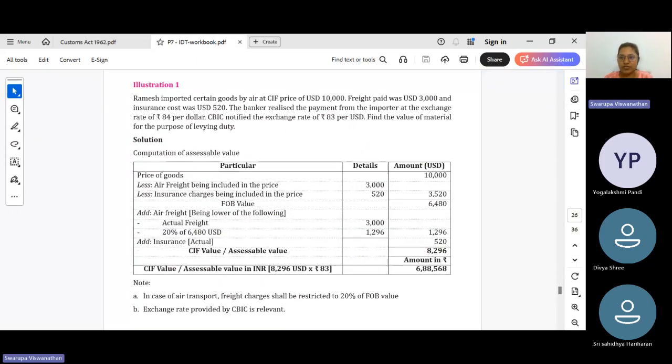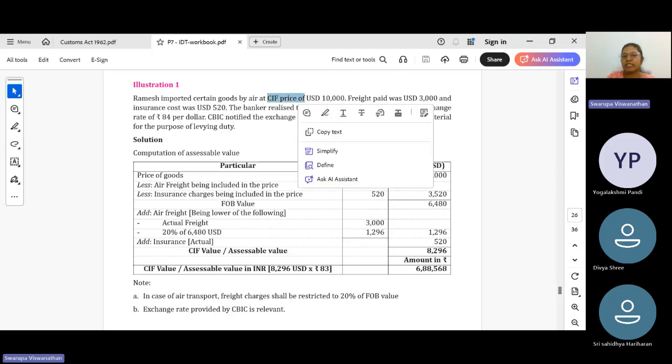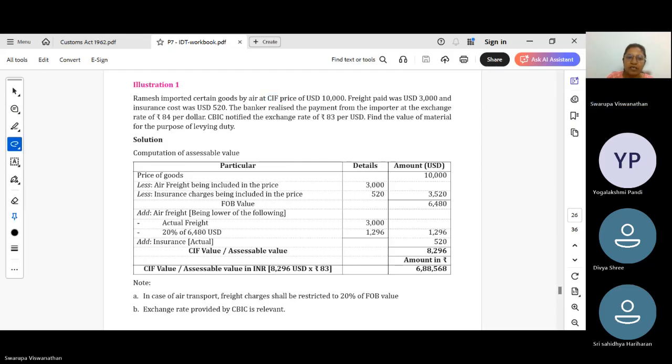Now we will see one or two illustrations. Illustration 1. Ramesh imported certain goods by air at CIF price of 10,000 USD. So CIF meaning it is FOB plus insurance and freight or transport. So the CIF value is 10,000. Freight paid 3,000. Insurance cost is 520. The banker realized the payment for the importer at an exchange of 84 rupees per dollar. CBIC has notified that the exchange rate is 83 per dollar. Find the value of material for the purpose of levying duty.